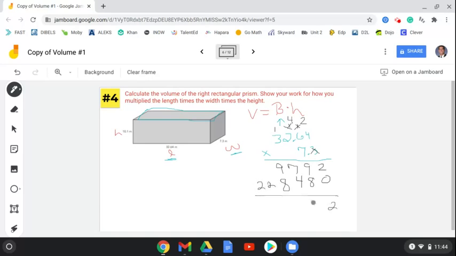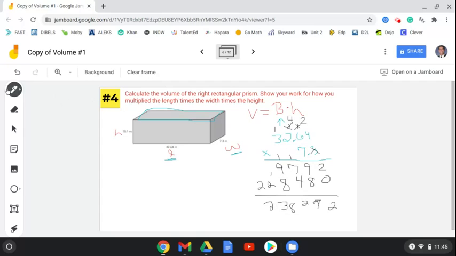So when I add, I get 2. 9, 8, 17, so carry the 1. 1 and 7 is 8. 8 and 4 is 12. 1 and 9 is 10. 10 and 8 is 18. Okay, so I get 238,272.